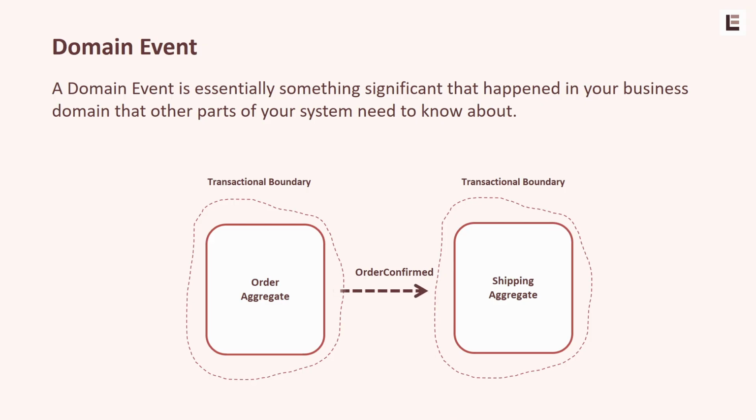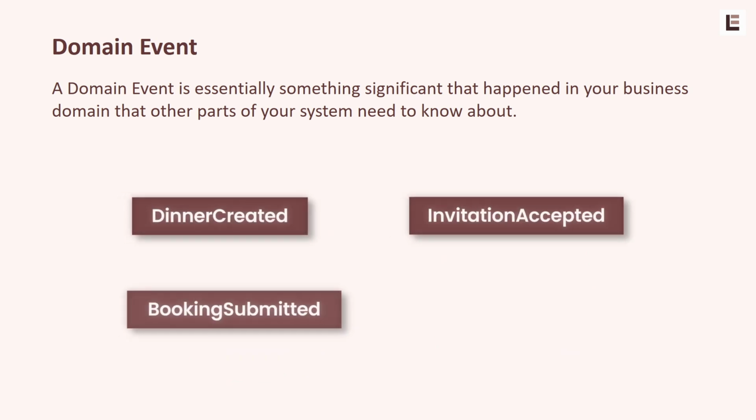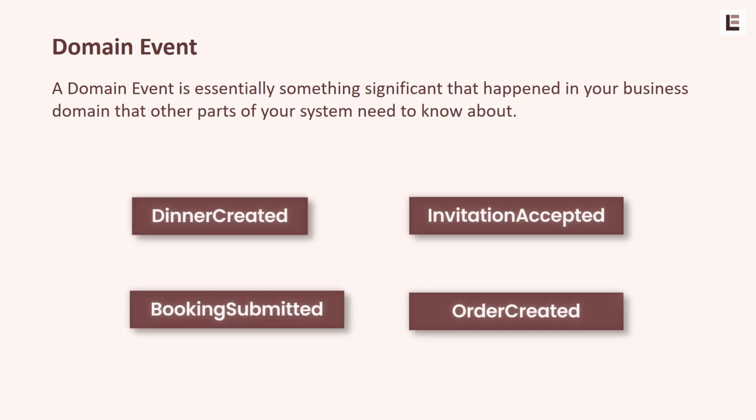A domain event is essentially something significant that happened in your business domain that other parts of your system need to know about. Think of it as a notification system for your business logic. Domain events are always defined in the past tense. For example, dinner created, invitation accepted, booking submitted, order created, and so on.